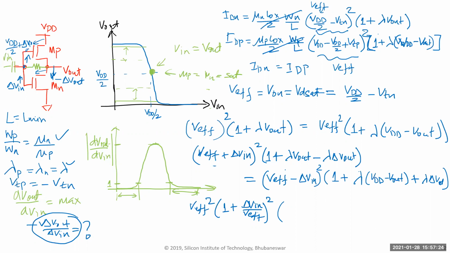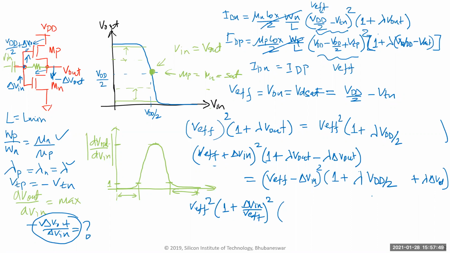Actually, just to simplify this, let's do lambda V out here as well. It's going to be the same because V out is VDD over 2, right? I'm just going to substitute that, so that way I don't have to carry this all over the place.